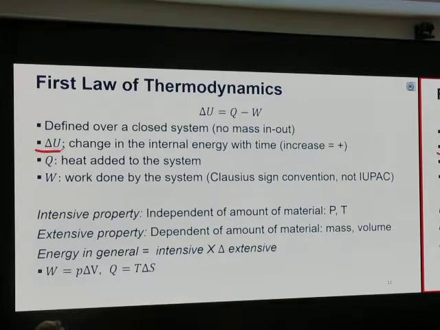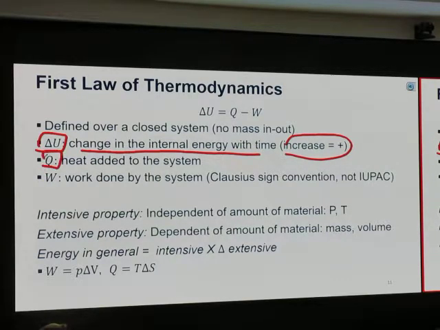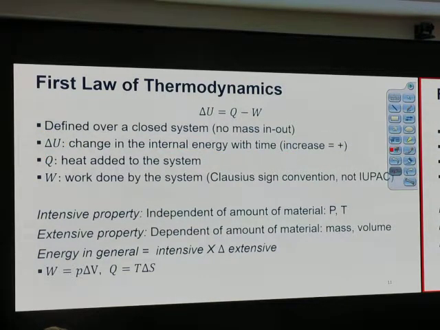If we have delta U to represent the change in internal energy with time, increase is positive, okay, and we define it over a closed system, no mass in, no mass out. Q added to the system is positive. Work done by the system is positive. So if we have heat added equal to work done by the system, then delta U, the change in the internal energy, equal to 0.